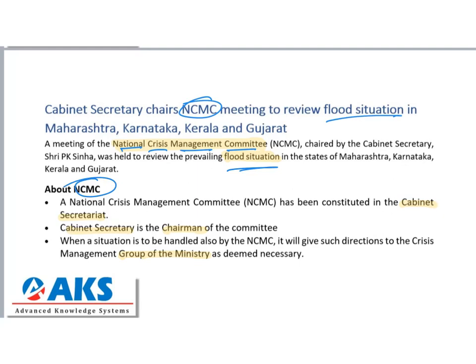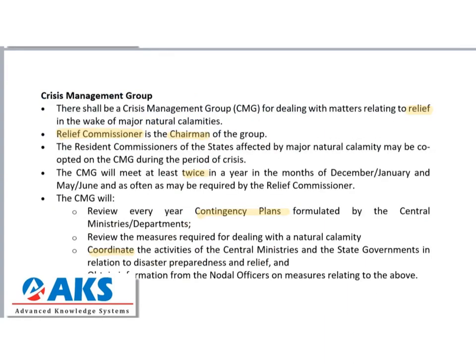A National Crisis Management Committee has been constituted in the Cabinet Secretariat. The Cabinet Secretary is the chairman of the committee. So, when a situation is to be handled by the National Crisis Management Committee, it will give such directions to the crisis management group of the ministry as deemed necessary. So that is a basic functionality of NCMC. So now let us look into what is this crisis management group.